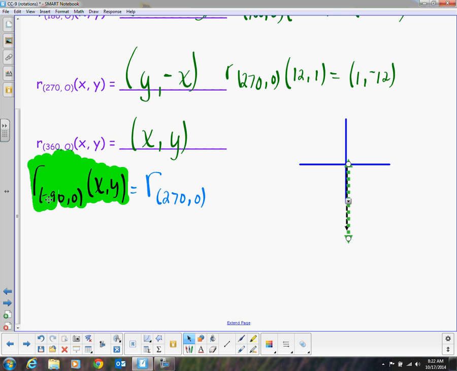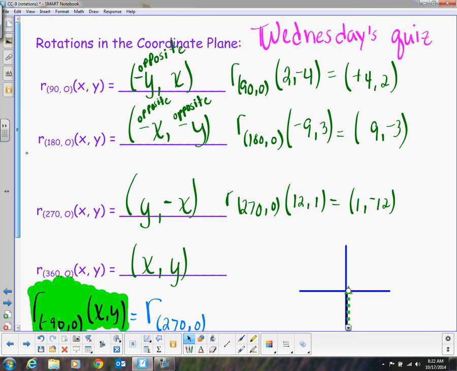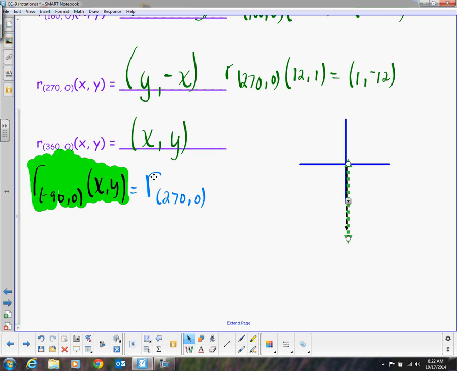Okay, so when you see this, Nathan, you rewrite this as this and then follow this rule. Okay, I want you to only know these 4 rules. But you have to understand a negative 90 is the same thing as a positive 270. And since I did not give you any negative rules, you have to make this transformation, this switch.